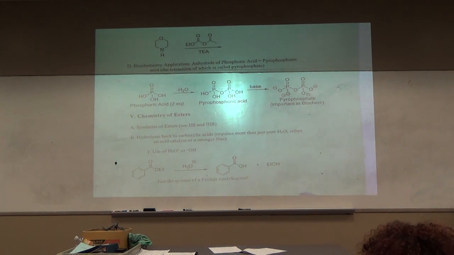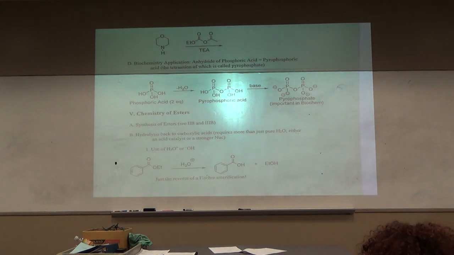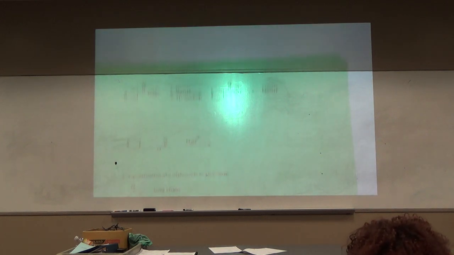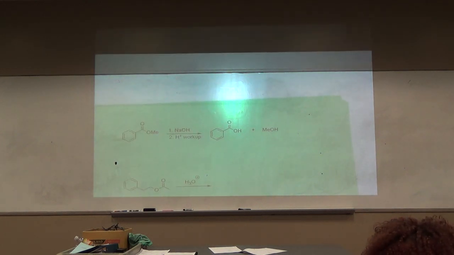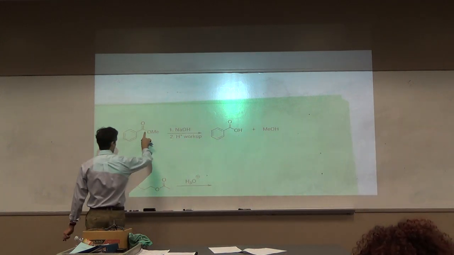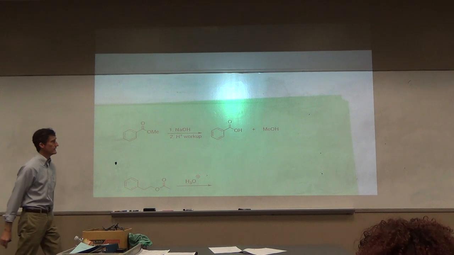And we can get back to the carboxylic acid, and the O ethyl is going to be lost as ethanol. It will pick up the H along the way. Again, you need to do that mechanism on your own, because we've really already done it. You can also hydrolyze esters with aqueous base.